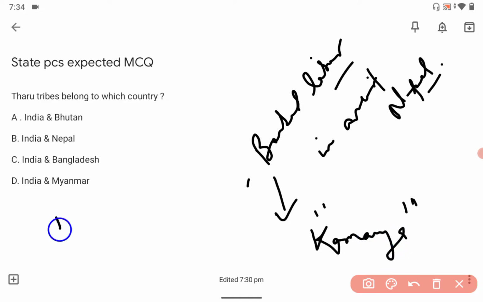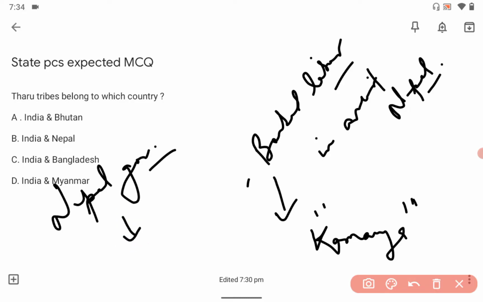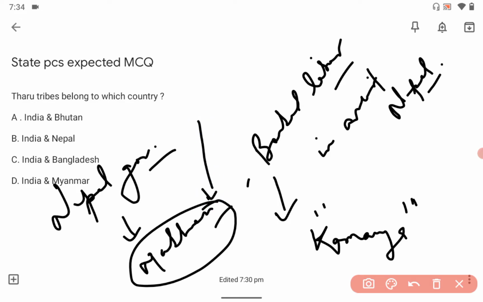Right, and the Nepal government recently issued a notice to add these Tharu tribes in Madhesi. Okay, Madhesi, you know, Madhesi is what Nepal calls the Indian immigrants who settled in the Tarai region of Nepal, right?